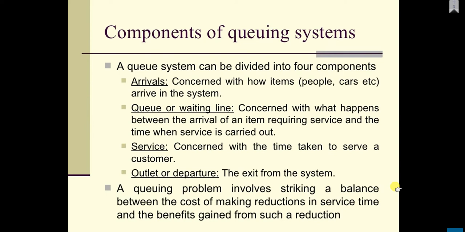Fourth, outload or departure, the exit from the system. The delivery, you can say: the product has to be delivered at the customer's door, and that is also called a departure. A queuing problem involves striking a balance between the cost of making reductions in service time and the benefits gained from such a reduction.